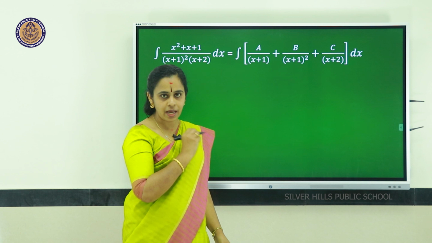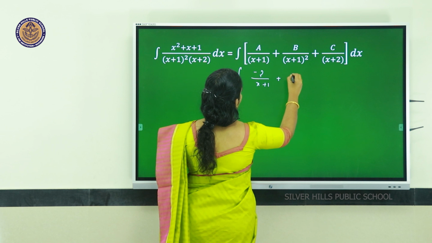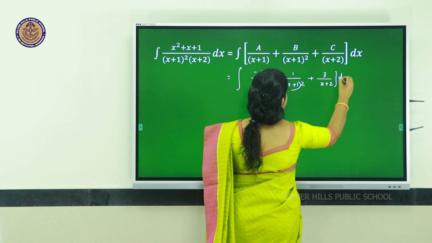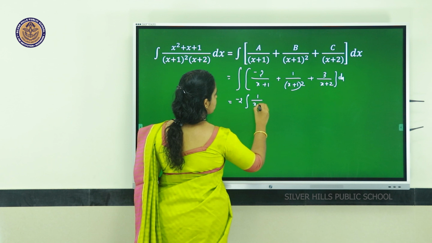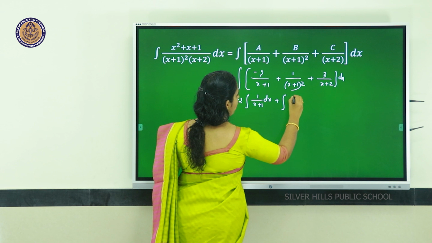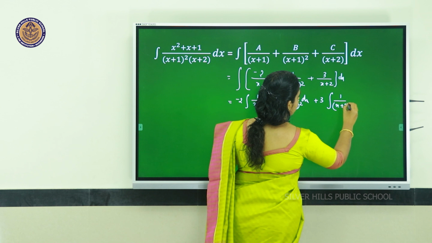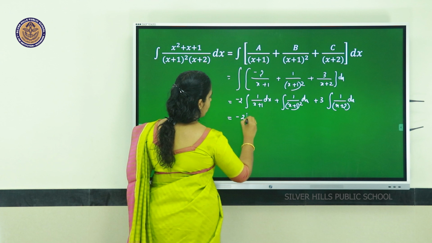Substituting the values of a, b and c, equal to integral minus 2 divided by x plus 1 plus 1 divided by x plus 1 whole square plus 3 divided by x plus 2 dx. Now we will split this into three different integrals. Equal to minus 2 integral 1 by x plus 1 dx plus integral 1 by x plus 1 whole square dx plus 3 into integral 1 by x plus 2 dx. Integral of 1 by x is log x, so 1 by x plus 1 gives log x plus 1, minus 2 log x plus 1.